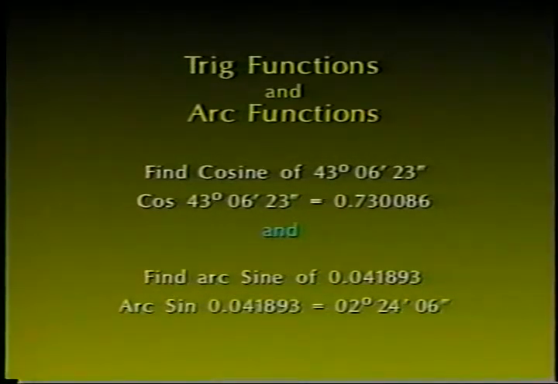0.730086. The second operation is what is the arc function value of a given numerical trig function? What is the arc sine value of 0.041893? It is 2 degrees, 24 minutes, and 6 seconds.